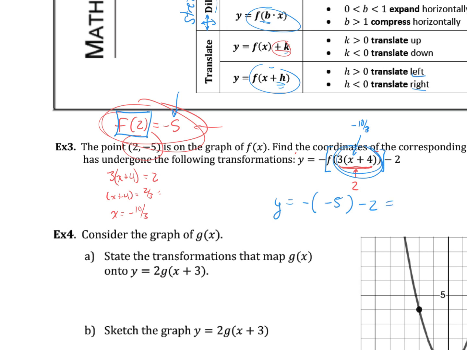So now it's negative 5, and this becomes 3. So the point that's associated with this is when x is negative 10 thirds, y turns out to be 3. So the analogous point after everything is said and done is the point negative 10 thirds, comma 3. That's the only thing I know that happens with this.